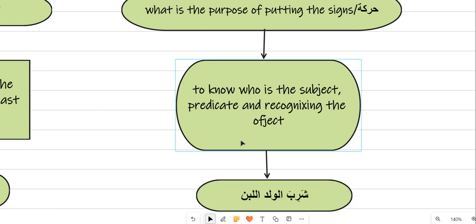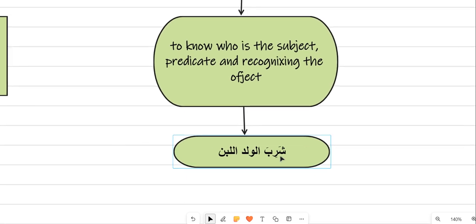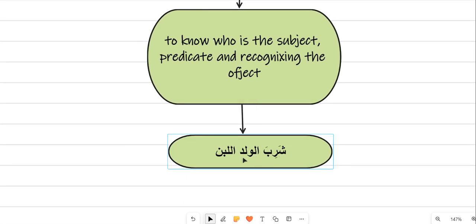So you have to know what role the noun is playing. For example, here this is "Shariba al-waladu al-labana." That's how I know that the dal of walad will have a dhamma and the noon over it will have a fatha. And shariba is a past tense.